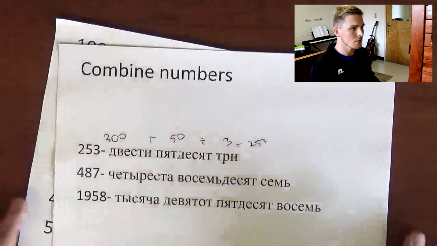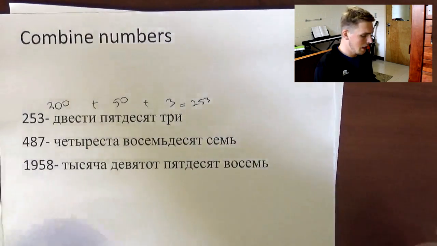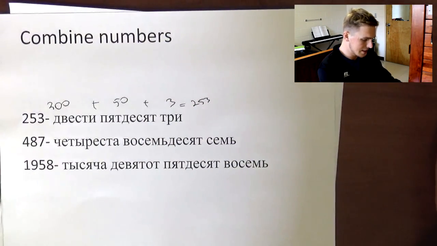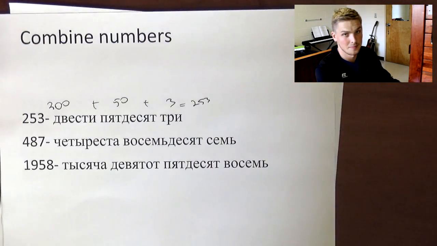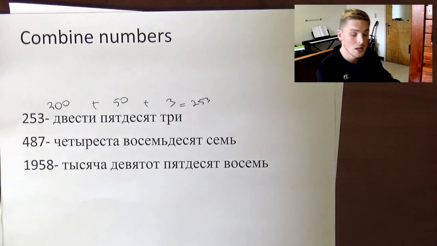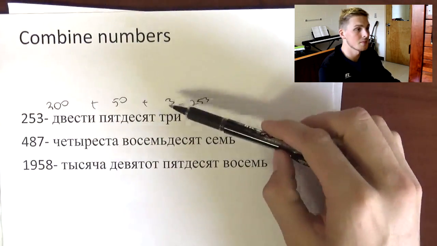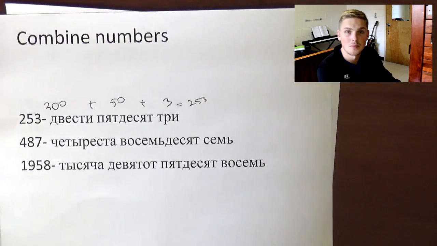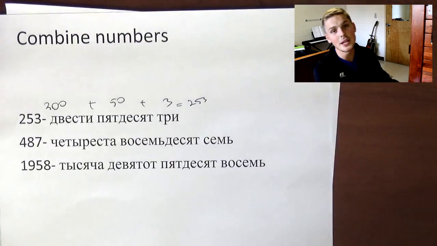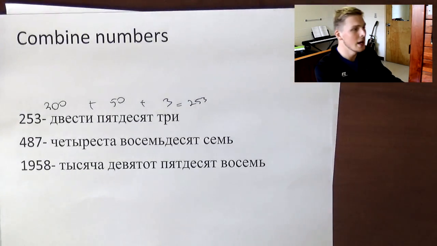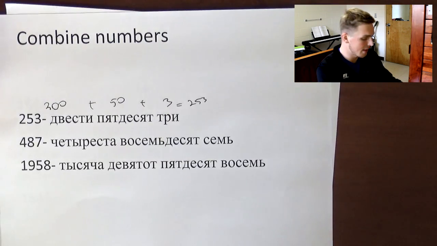Okay? So, yes, and then we know that 50 is going to be 50. So 250 is going to be 250. And then we have 3 at the end. It is going to be 3. So the whole number combined is going to be 253. Pretty easy and logical and straightforward. I don't think that you're going to have any problems with that.